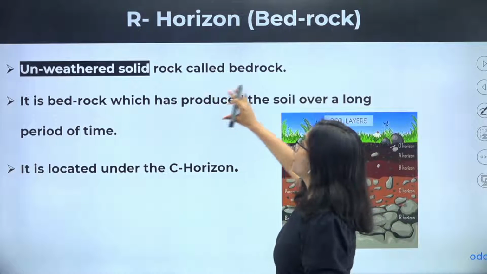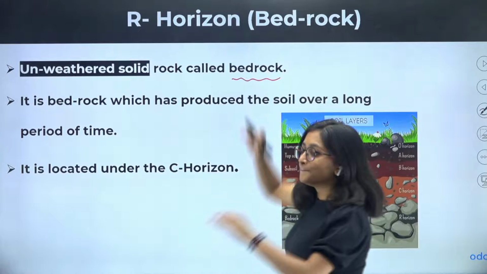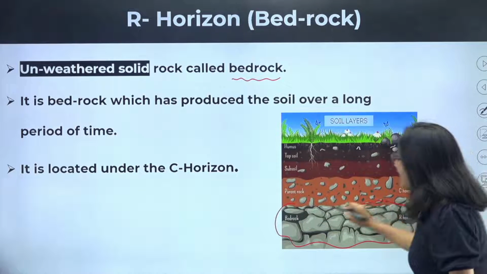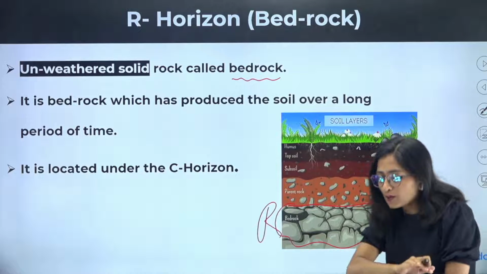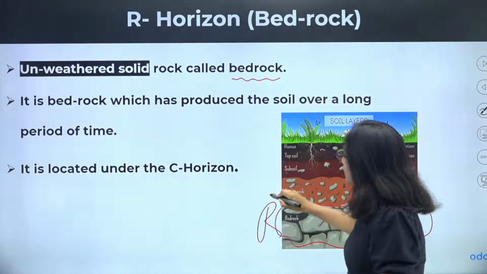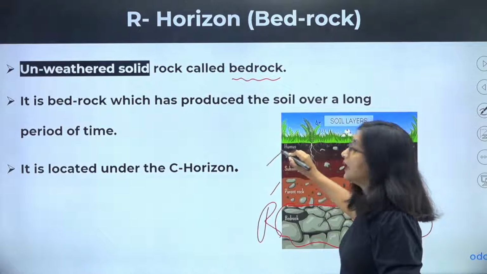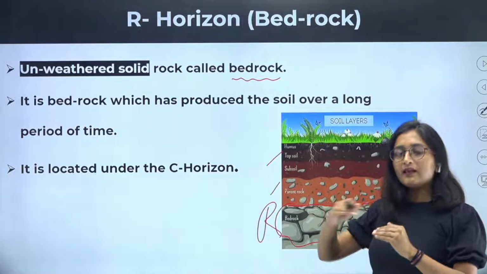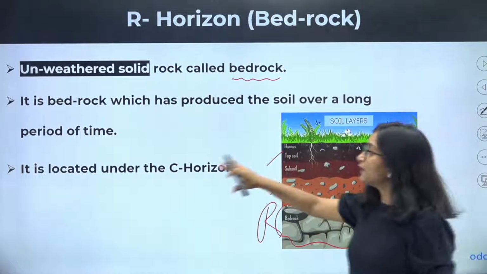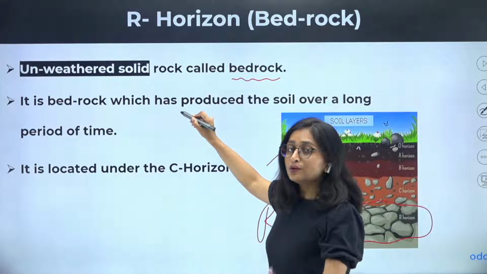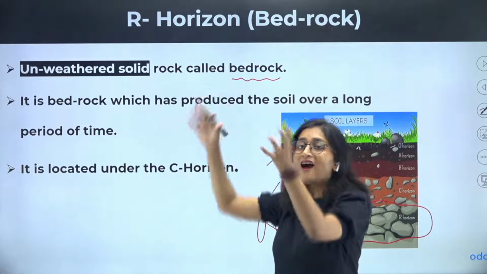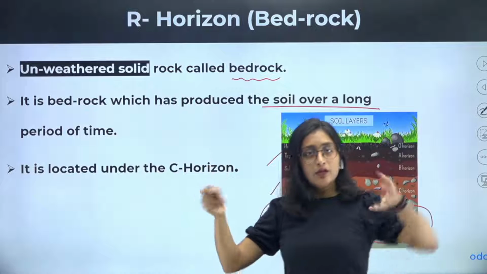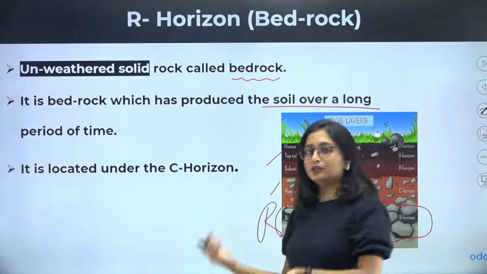So the unweathered layer is called bedrock. Why bedrock? Because it is lying beneath the last layer, the R layer. It is going to form the bed, right? On top of it, you find the substratum, then the B horizon, then the A horizon, and then the O horizon. So you have these layers above the bedrock. Bedrock consists of larger particles that have produced the soil over a long period of time. It took a long time, and then it was converted into soil.